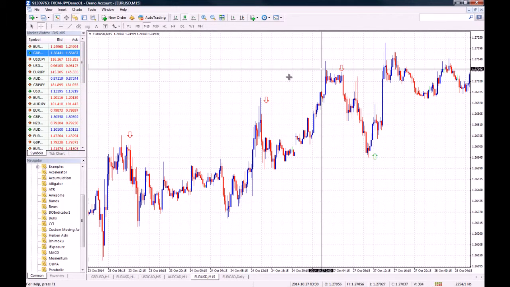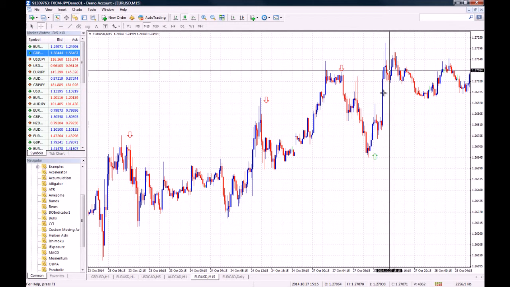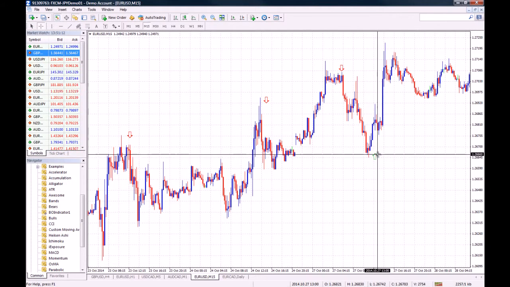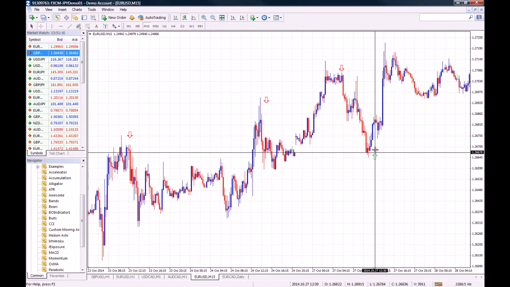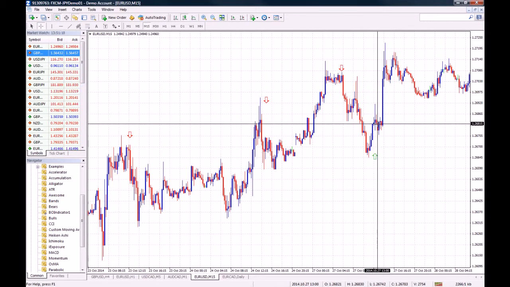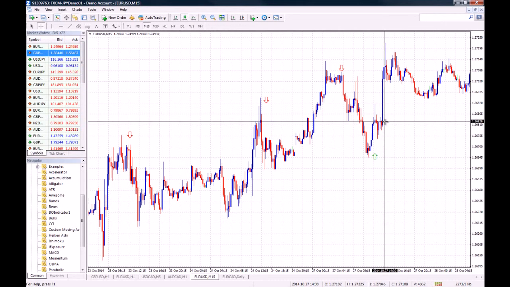And right here, when this leg down ends and this leg up begins, we get another signal to buy call options at the 126.81 level, and 1, 2, 3, 4 candles later, this option also expires in the money.